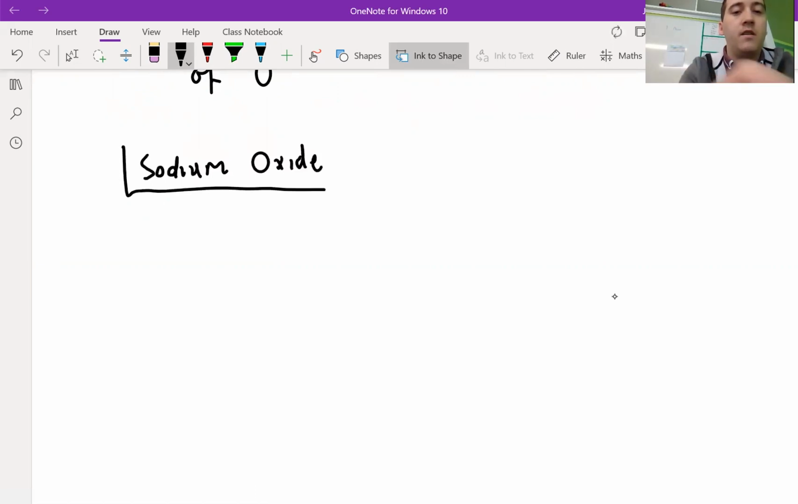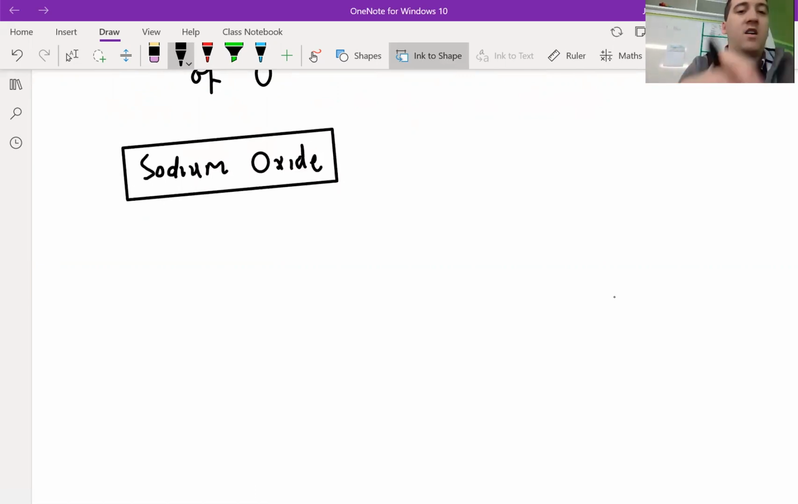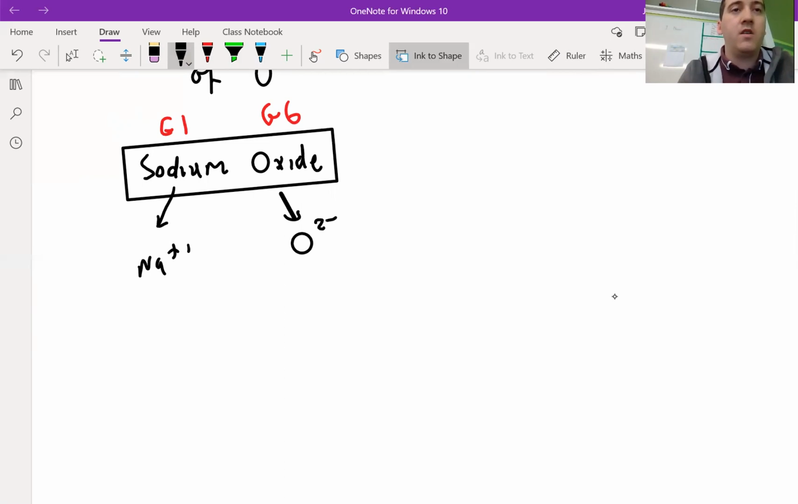Sodium oxide. Okay, let's start off by working out what group they're in. Sodium is in group 1. Oxygen is in group 6. So you can see here that it is actually a little bit more complicated. Because sodium has the symbol Na and it's in group 1, it's going to form a +1 ion. Oxygen has the symbol O, but it's in group 6, so it's going to form a 2- ion.